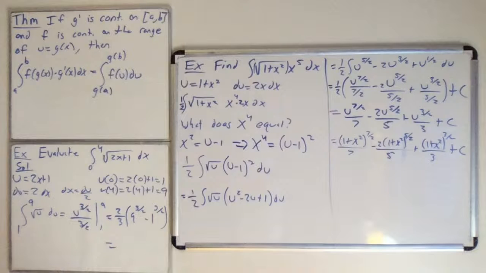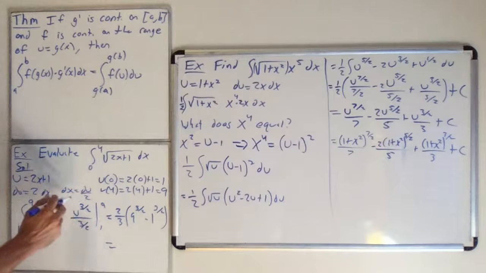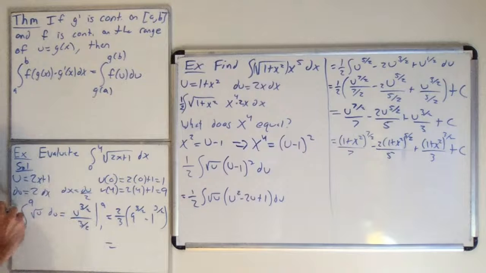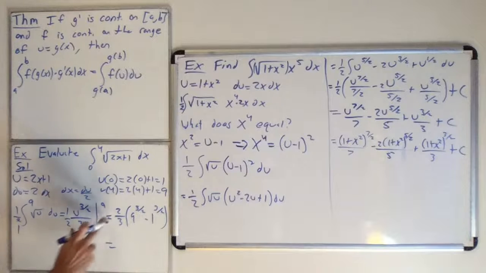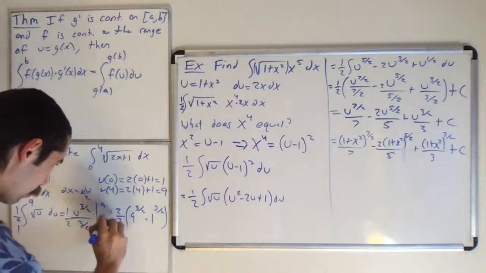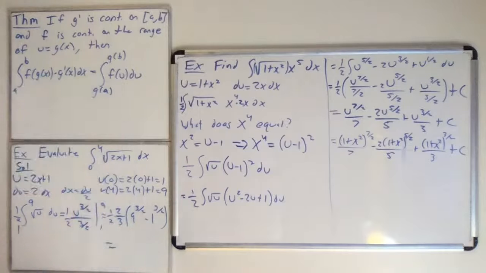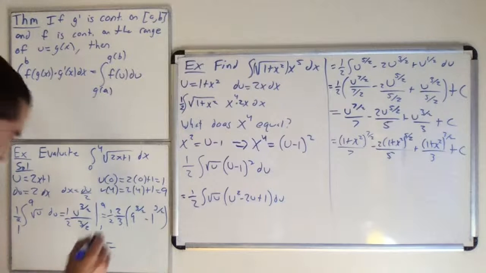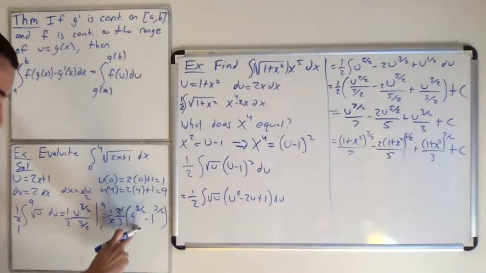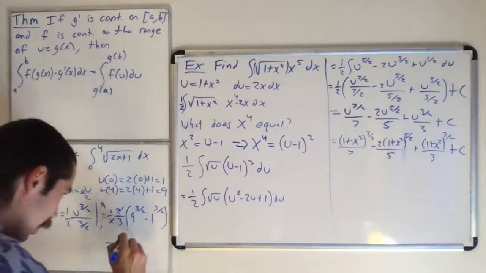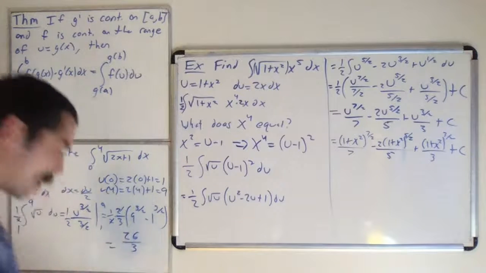Okay, hold on. Who wants to catch my mistake? Oh, Rena got it. Yeah, dx is du over 2. You all saw it. My bad. So the 1/2s cancel. And we're left with 9 to the 3 halves is 27. 1 to the 3 halves is 1. So this is 26 over 3.